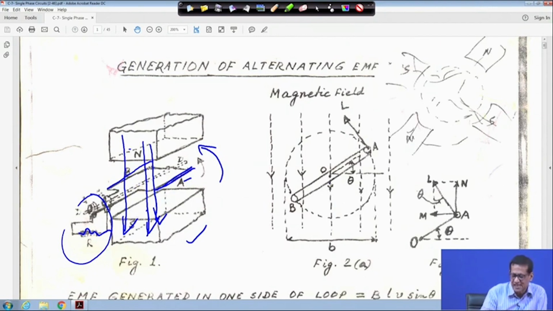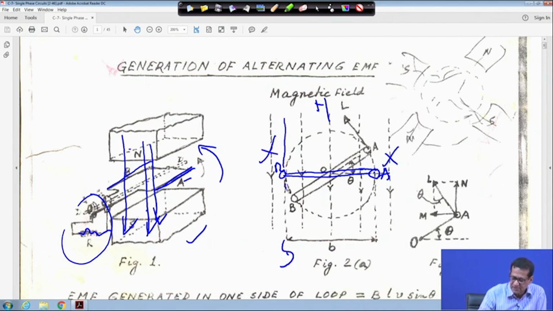That means, if you look into this diagram from here to here, this side is A and this side is B, right. When it is revolving in this way, suppose it has moved through an angle theta, and theta is equal to omega t. This side is A and this side is B, as shown. When it is at this position, the flux is coming from the N side and going to the S side, forget about this drawing, right.